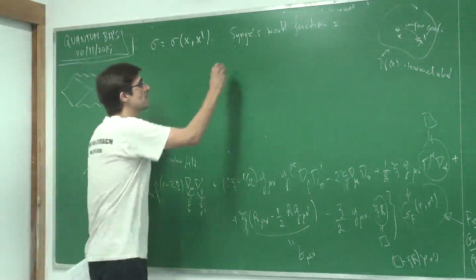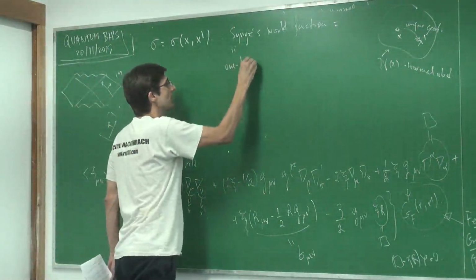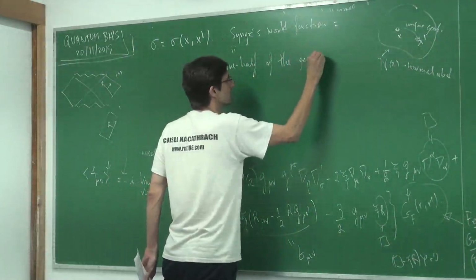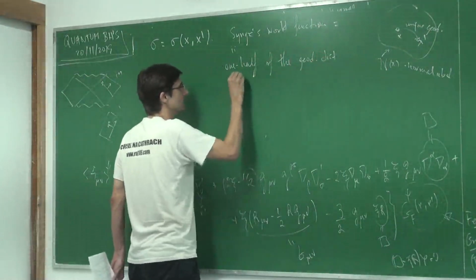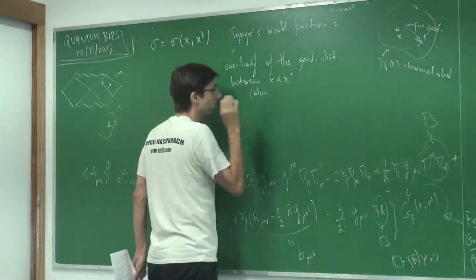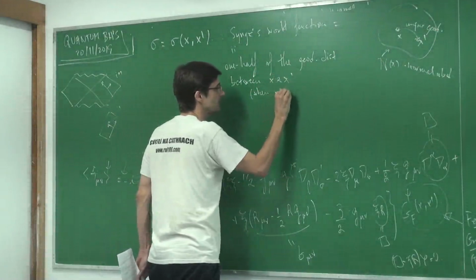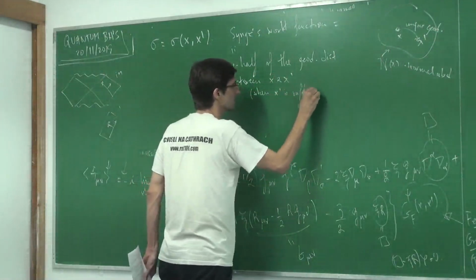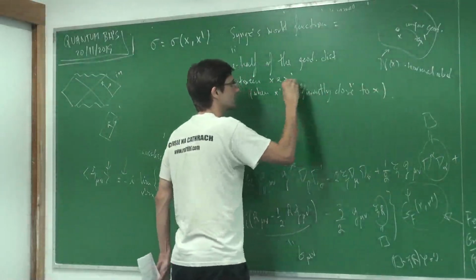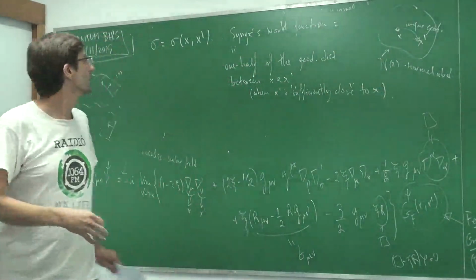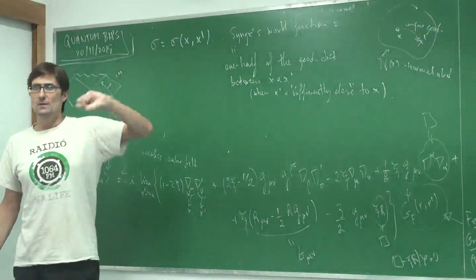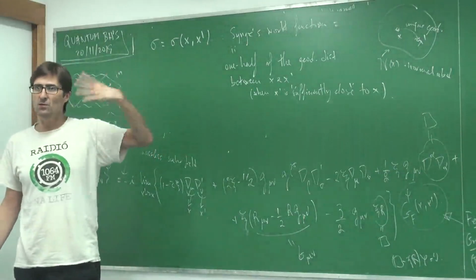Okay, so what this is, it's one half of the geodesic distance between x and x prime. This is only well defined when x prime is sufficiently close to x. Okay. Now, this is not well defined for x prime far away from x in most spacetimes.